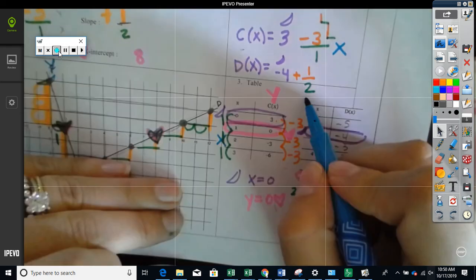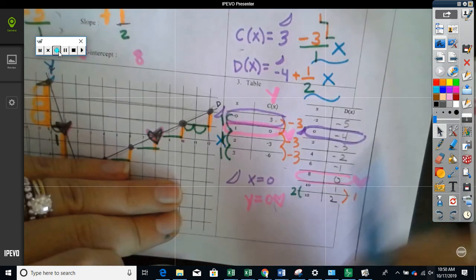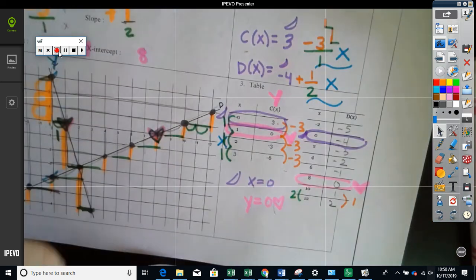Okay? And because this one's your slope, your squiggly, x goes behind it. That's your slope. And that's how you write equations.